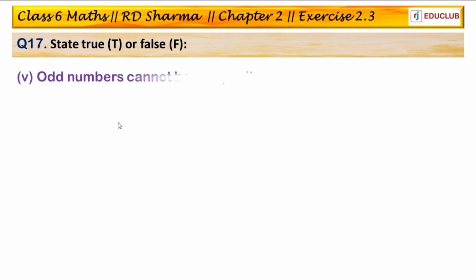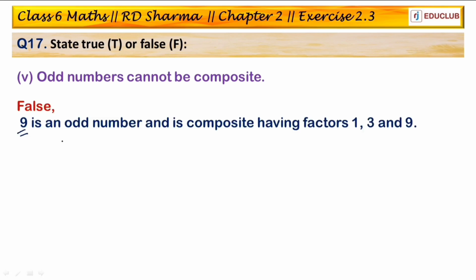Odd numbers cannot be composite. This is false because odd numbers can be composite. For example, 9 is there. It has factors 1, 3 and 9. More than 2 factors, so it is a composite number. 15 is there. It has factors 1, 3, 5 and 15. It is a composite number.